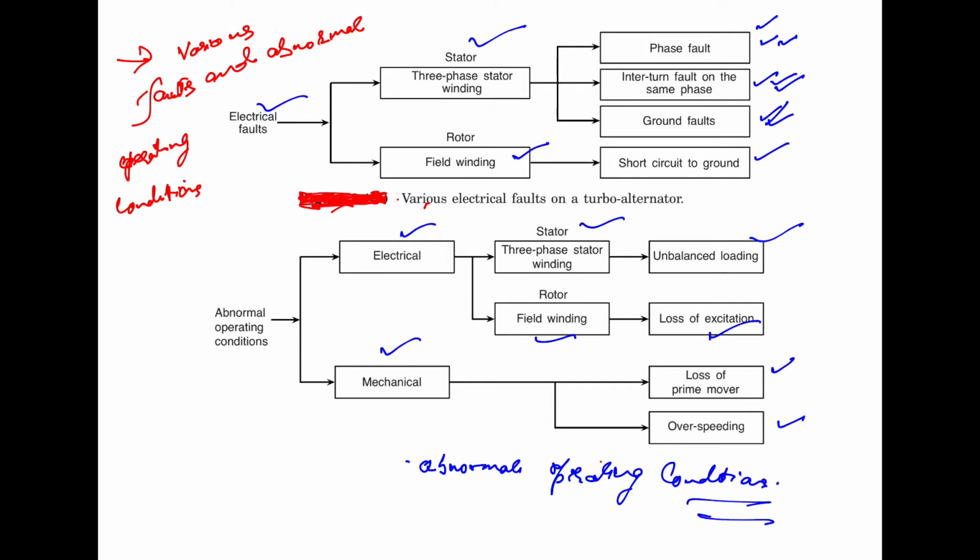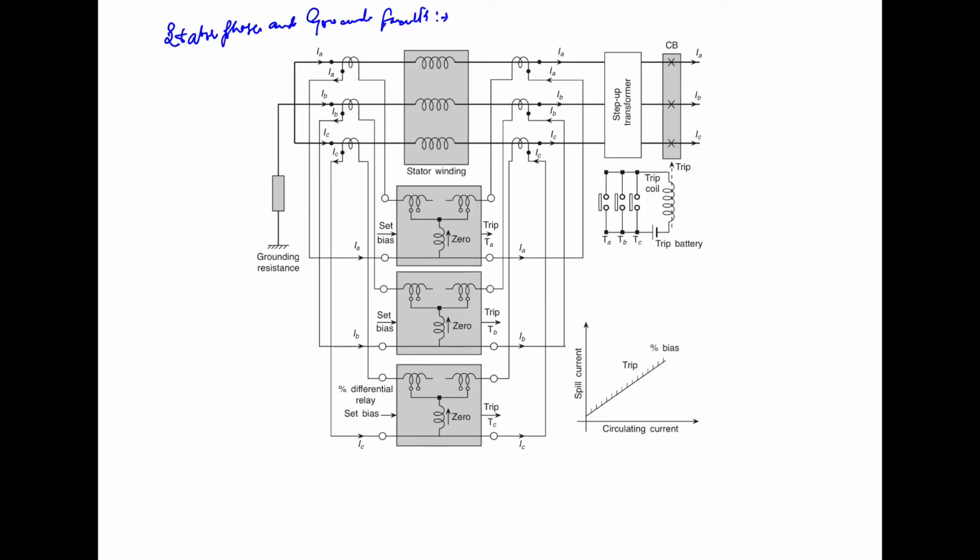Now we will start with the stator phase and the ground faults. Phase and ground faults on the stator can be detected by the percentage differential protection, as shown here. This type of scheme is also known as the longitudinal differential scheme.